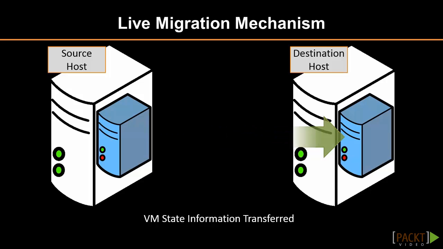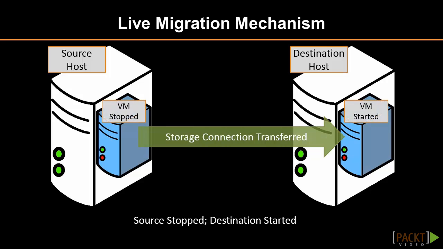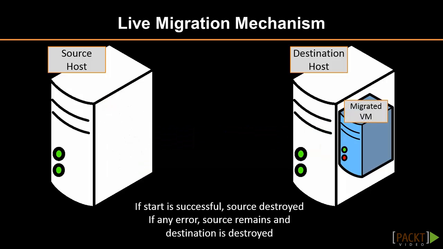Finally, the source copy of the virtual machine is stopped, the storage is reconnected to the destination, and it is started. If the start succeeds, the source VM is destroyed. If there are any problems, the copy is destroyed and the source continues running without interruption. The last part happens very quickly and is usually not detectable.